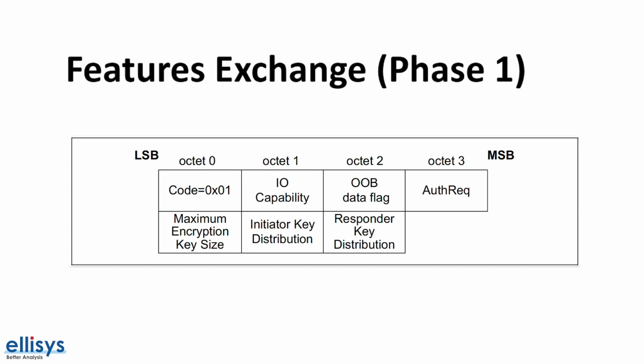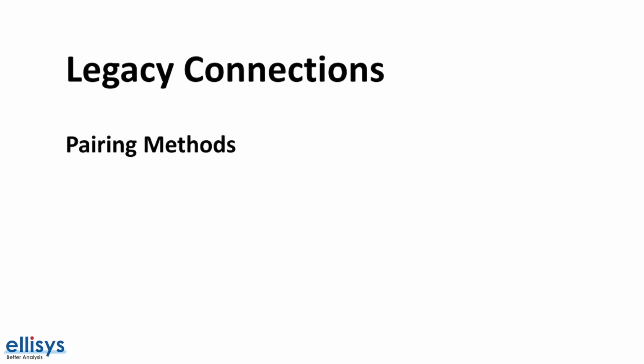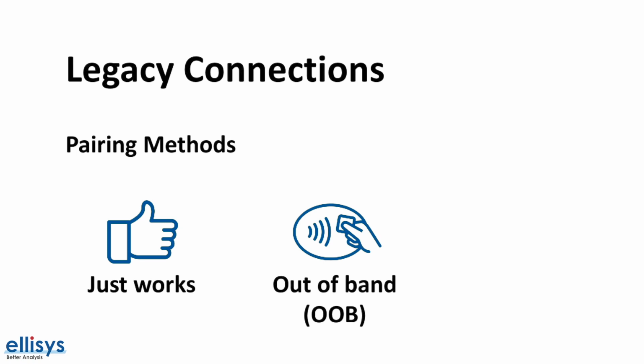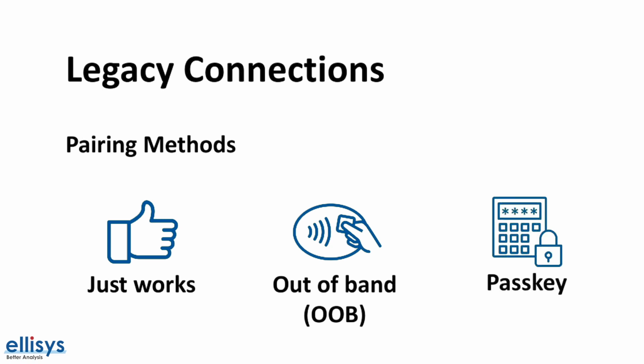Let's take a look at the different pairing methods used in both legacy connections pairing as well as secure connections pairing. In legacy connections pairing, there are three pairing methods. First, we have just works, which is the least secure of all methods and uses a predefined TK set to 0. Then we also have out-of-band. In this method, the TK is exchanged between the two devices over a technology other than BLE, with NFC being the main one. This method can make the pairing process much more secure, especially if the non-BLE technology used provides stronger security. And lastly, we have the passkey method.